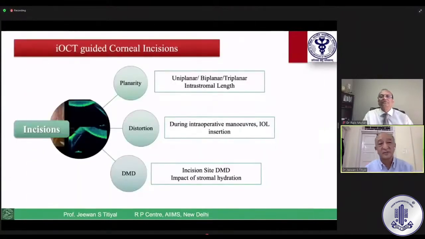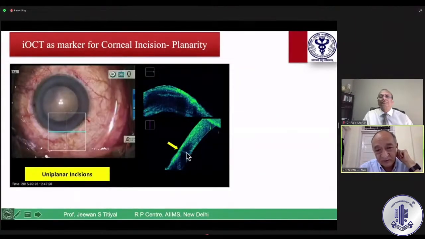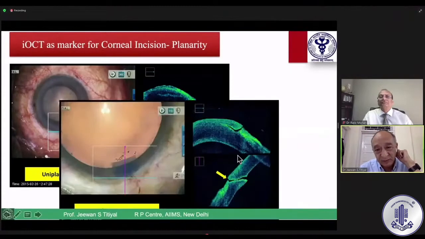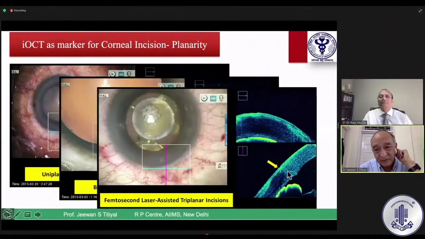Let me come to cataract surgery per se. Incision: how we look into the incision and customize it. We can look for a planar type of incision. The other area I have worked on was the distortion happening during each step of phaco surgery, assessing its dynamics with the various procedures, and subsequently looking for any wound-side Descemet's detachment, which can be calibrated as per the visibility there. So this is a single planar incision, this is a biplanar incision, and this is a triplanar incision, which can normally be achieved in femtosecond devices.